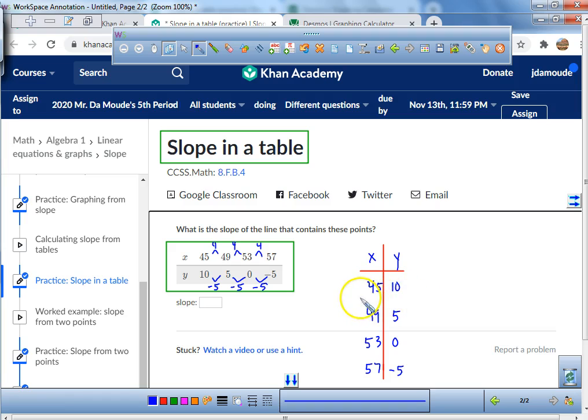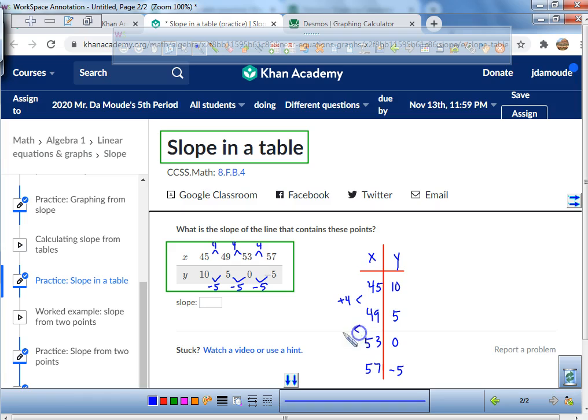Now, can everybody see over here? It's going up by 4 right here. Same thing, right? Going up by 4. And what's still happening here? It's still going down by 5. So whether you write it horizontally or vertically, the same thing is happening.